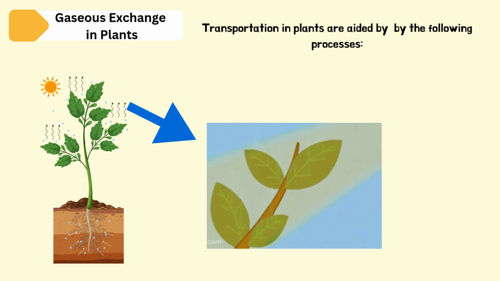Turgidity of the guard cell quickens the opening of the stomata, while flaccidity of the guard cell causes the stomata to close. Gaseous exchange, especially through the stomata, is made possible when the stomata opens.